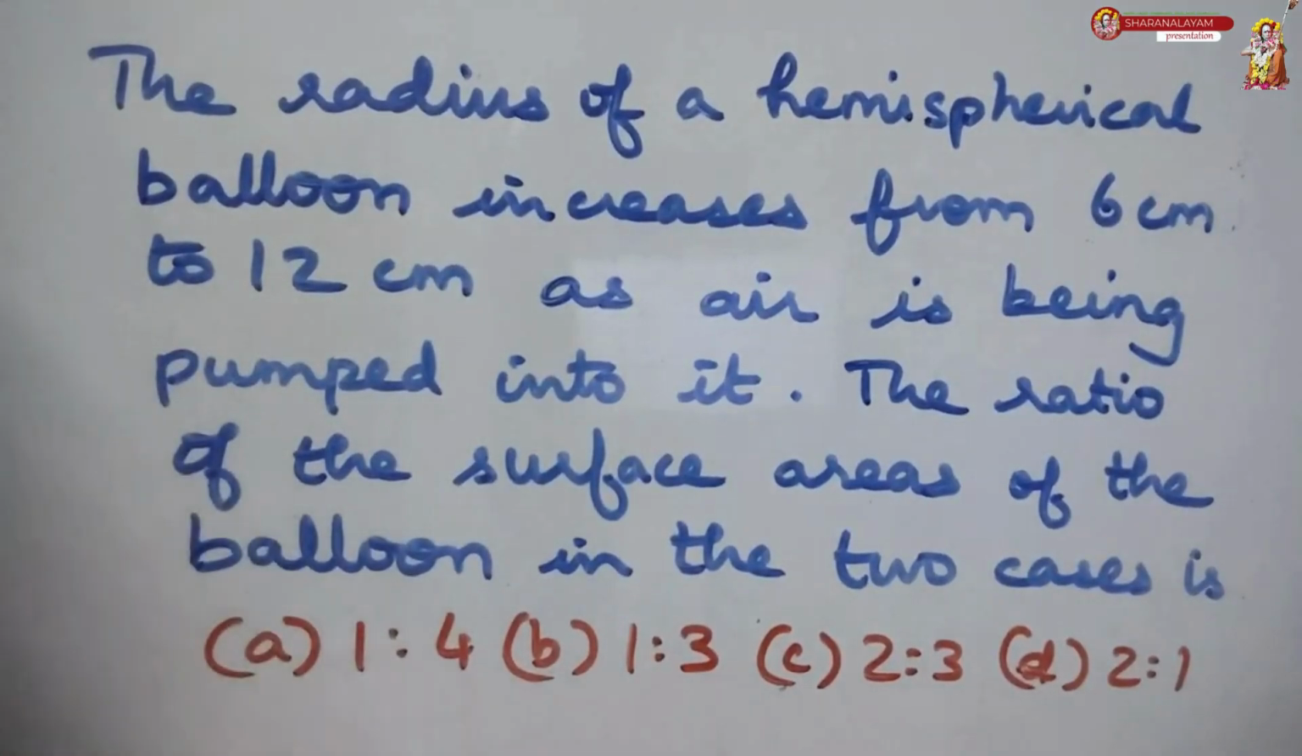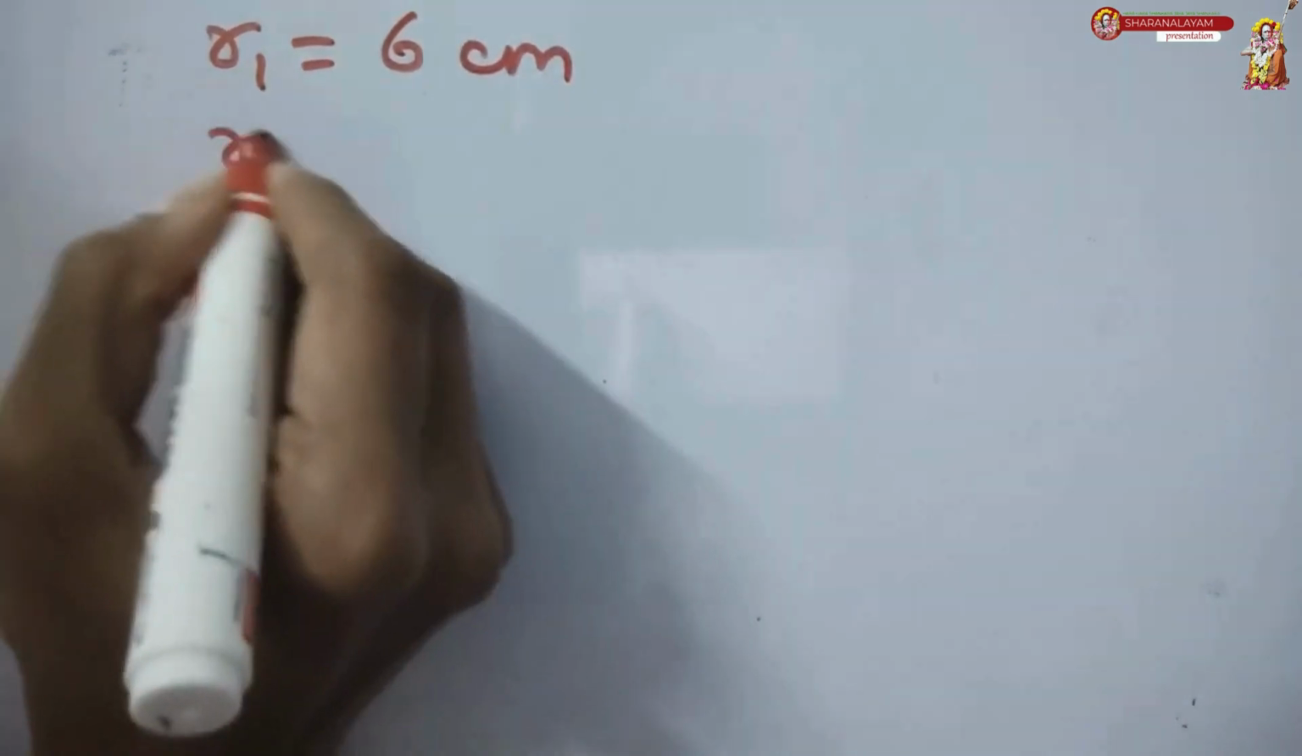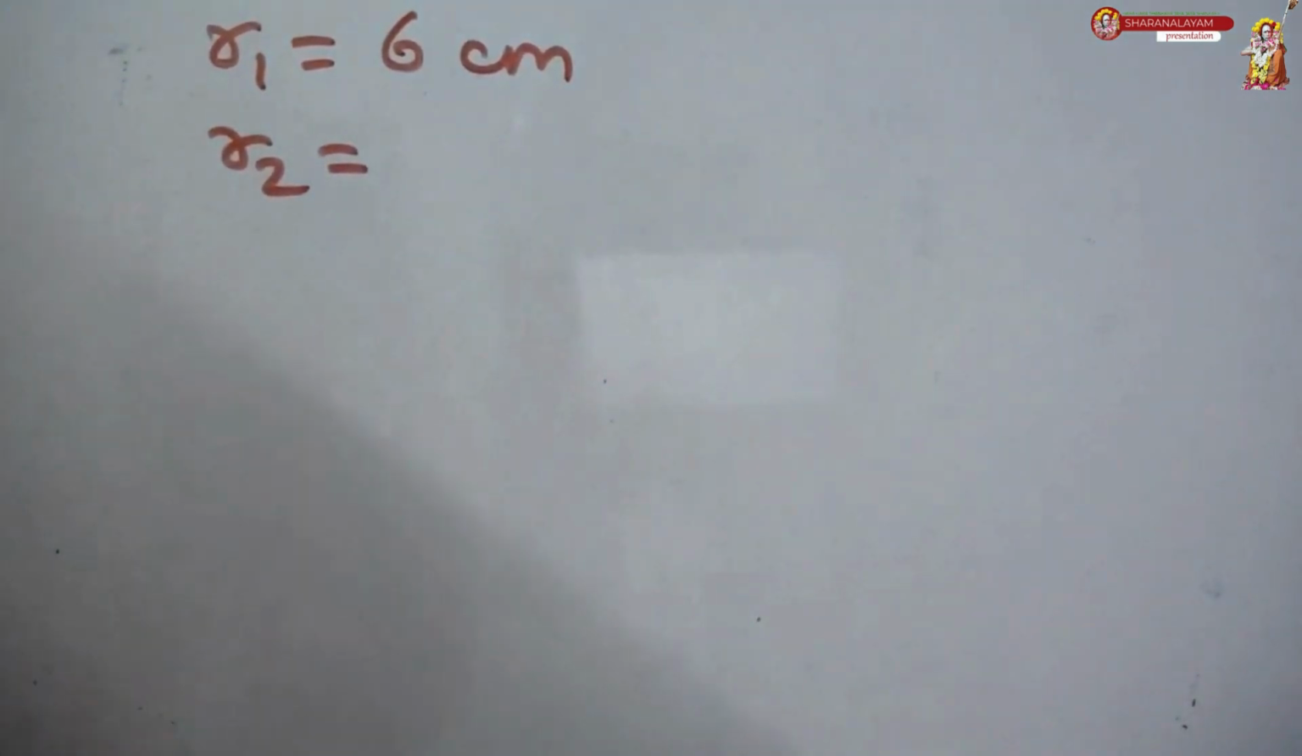Next question. The radius of a hemispherical balloon increases from 6 cm to 12 cm as air is being pumped into it. The ratio of the surface areas of the balloon in the two cases is option A 1:4, option B 1:3, option C 2:3, option D 2:1. So how do we work it out? The first radius, let it be R1, that is 6 centimeters. The second radius, when it increases, that is 12 centimeters.